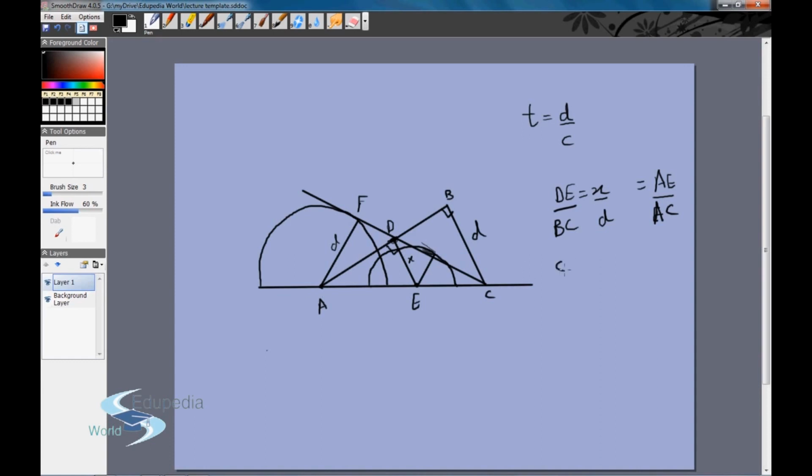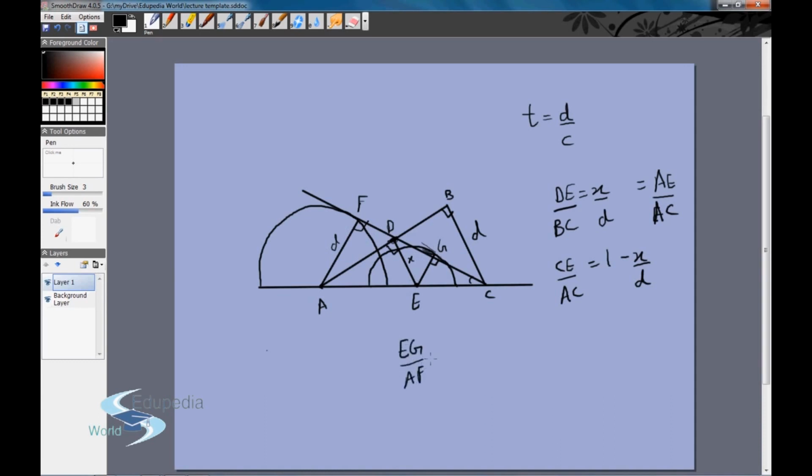From that, I can see that CE by AC is 1 minus X by D, right? Because CE and AE together form AC. Now what we can also see, if this is G, triangle CEG and triangle CAF are also similar because this is 90 degrees, this is 90 degrees, this angle is common between them. So because CE by AC is equal to 1 minus X by D, so will EG by AF be.